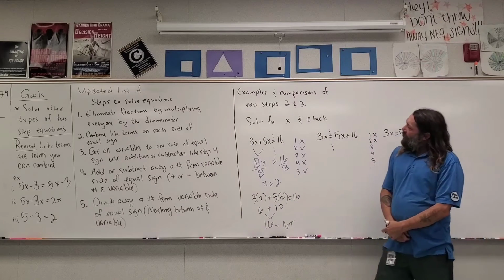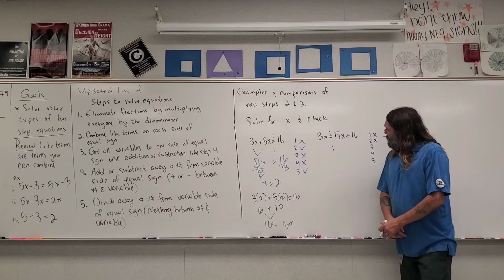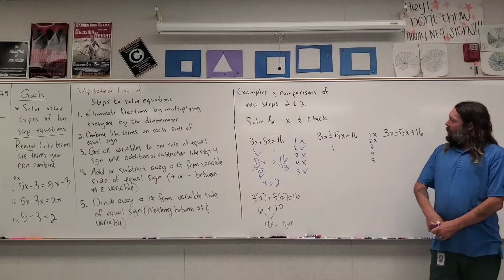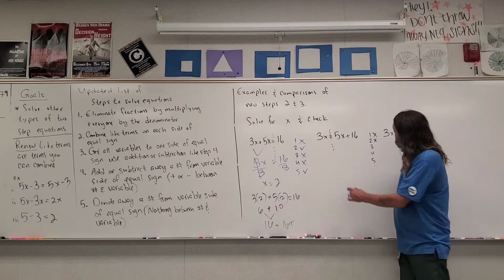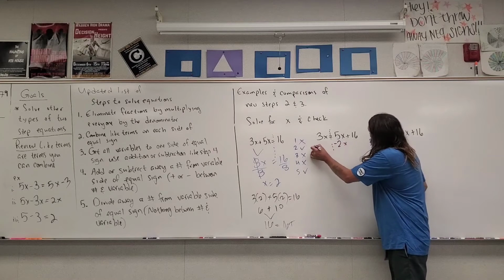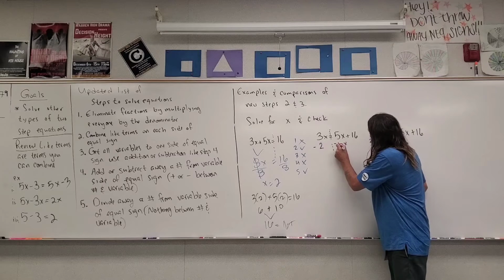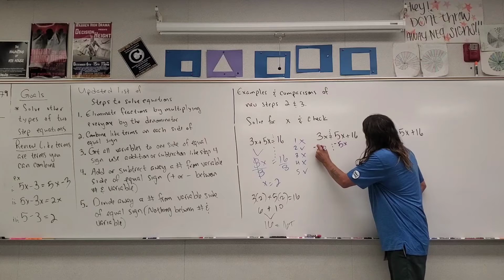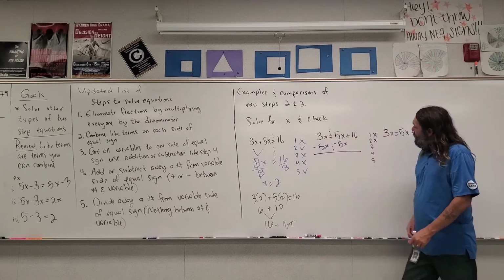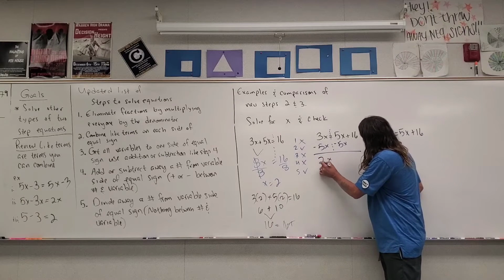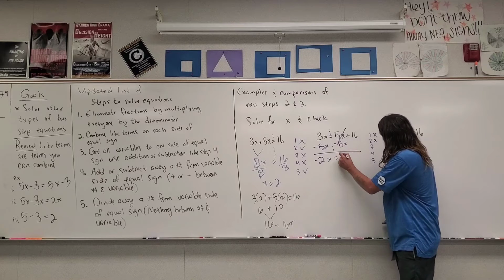Step 3, do I need to get all variables to one side of the equal sign? Yes, I do. And I need to use addition or subtraction like I would do in step 4. So here I'm going to move the 5x to the other side. This is a positive 5x, so I need to subtract it away to both sides. Minus 5x. If I have 3, I owe 5, that means I still owe 2. So minus 2x, these cancel out, is equal to 16.